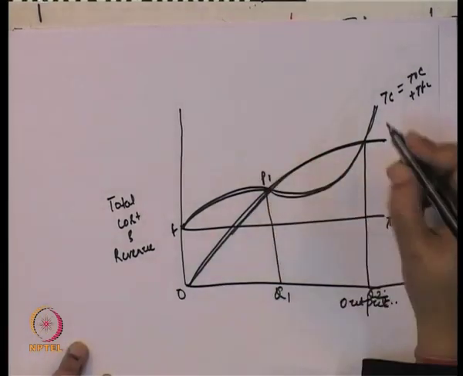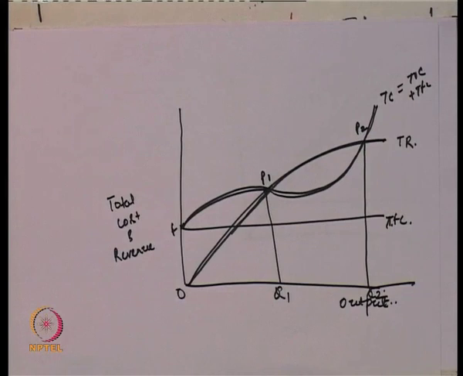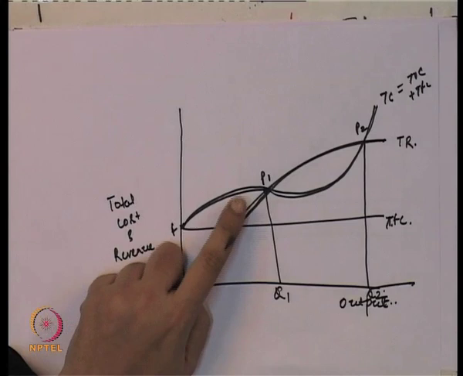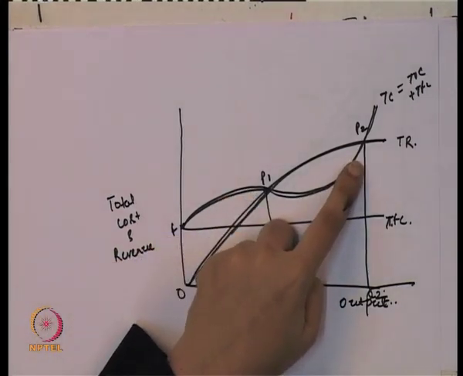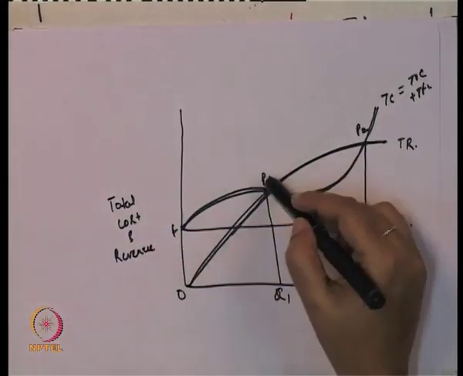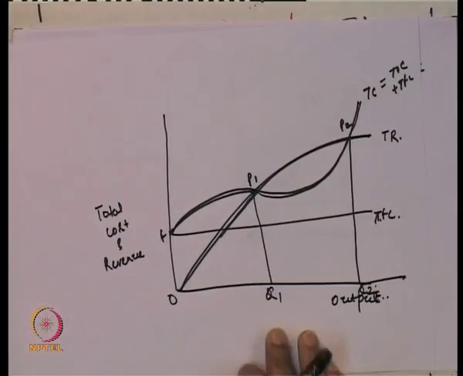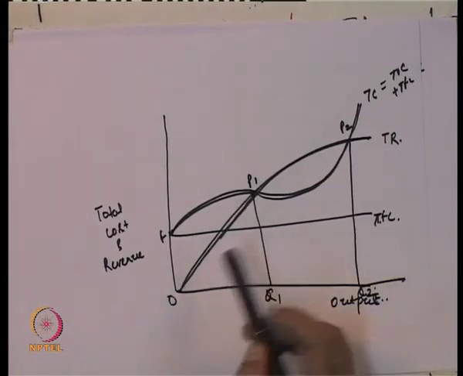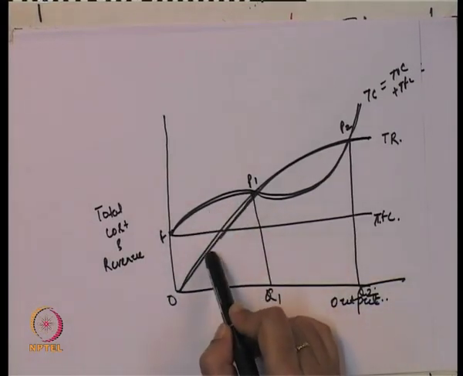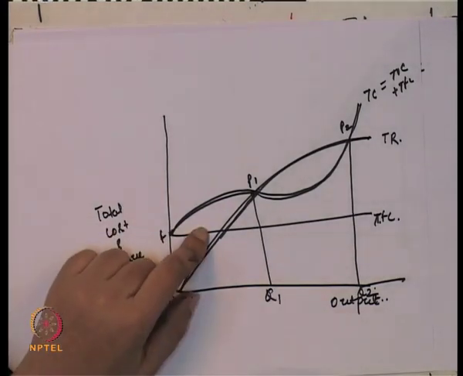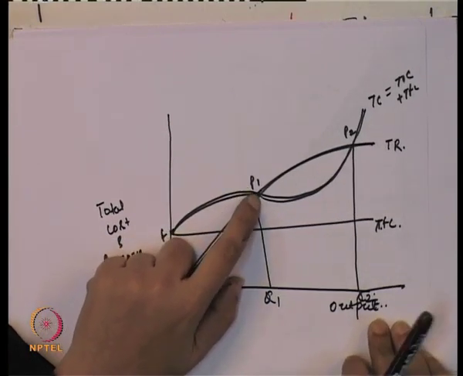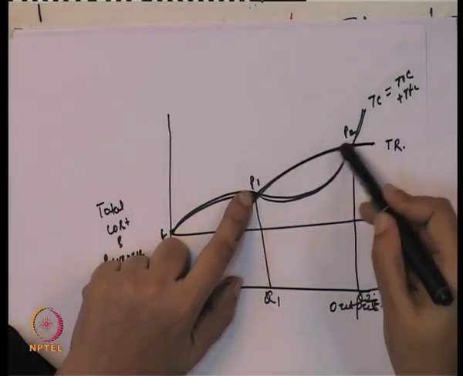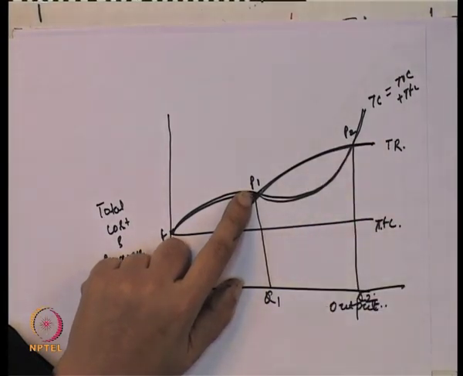So, we can say this is P1 and this is P2. Total revenue and total cost intersect each other at two different points, one at the point P1, second at the point P2, where the total revenue is equal to total cost. Before the level P1, the total cost is greater than total revenue. So, this is the non-profitable range of output. Beyond P1, any level of output up to P2, this is the profitable range of output.